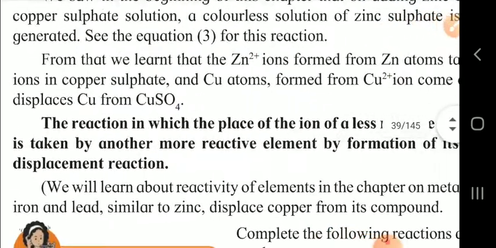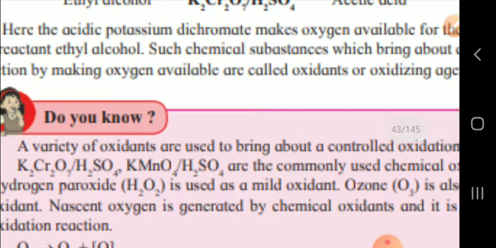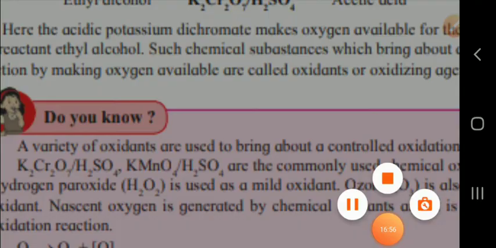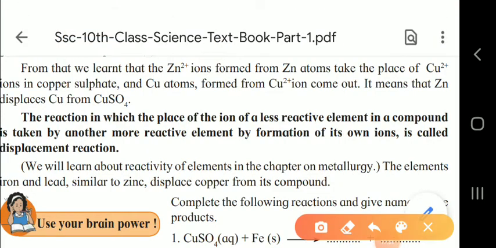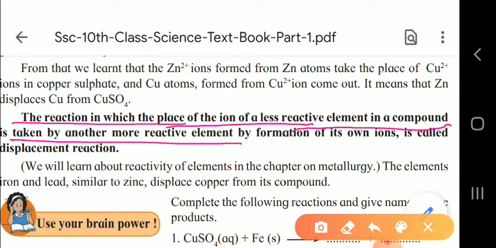First of all, we'll see the definition of this reaction. Here, this you have to underline, children. The reaction in which the place of the ion of a less reactive element in a compound is taken by another more reactive element by formation of its own ion is called displacement reaction.